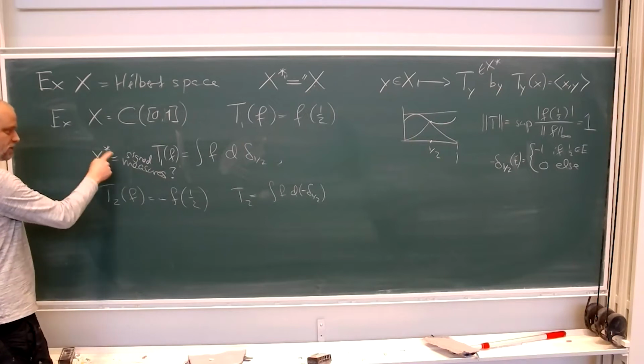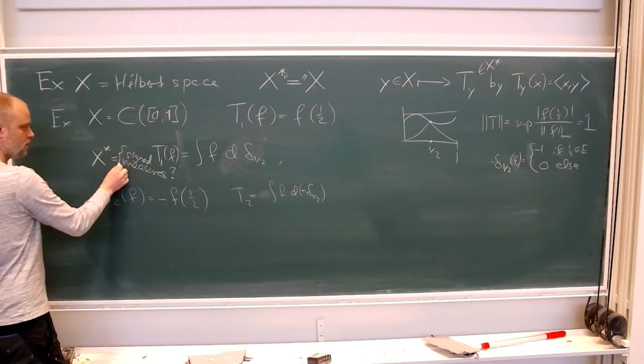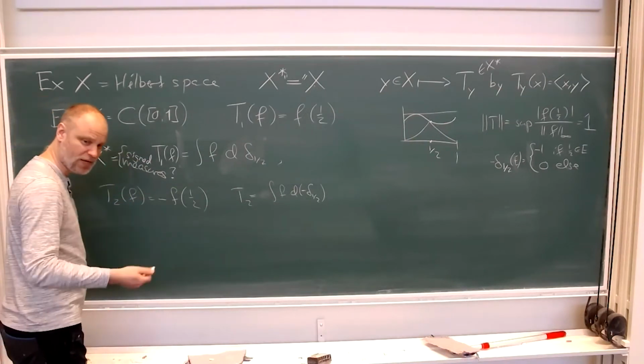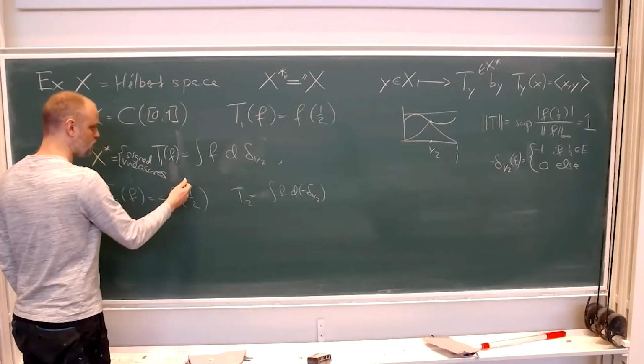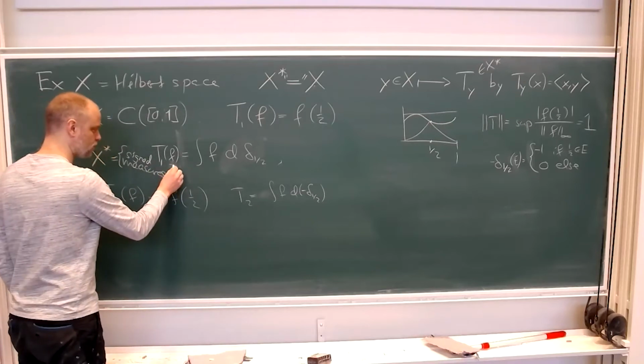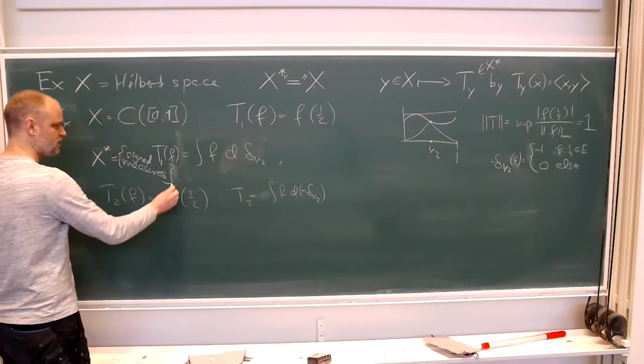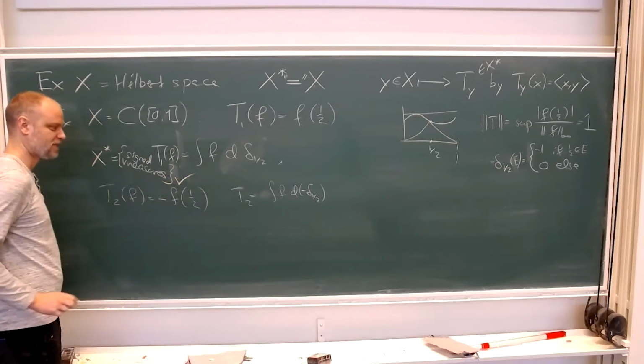Is it true that X star is equal to the set of all signed measures? Well, we then have to give it some sort of topology. I mean, it needs a norm and so on. So far, we don't have that. But the answer is basically yes.